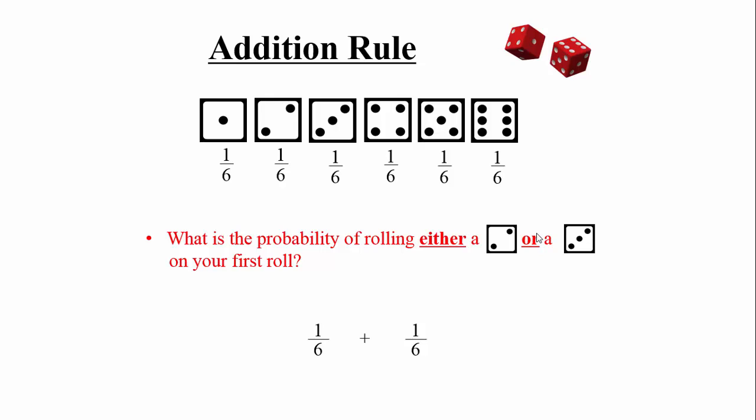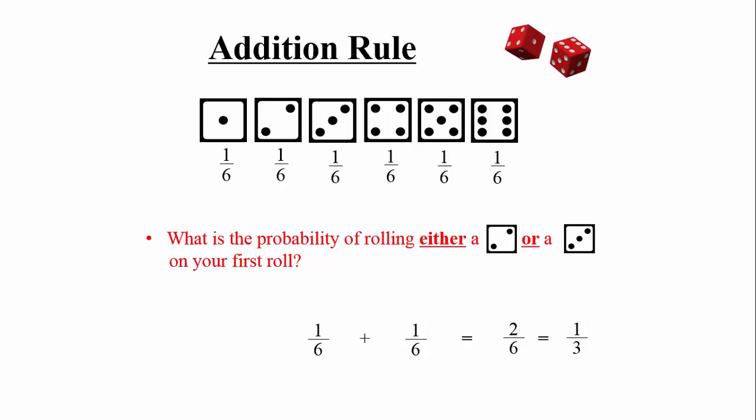When you're adding fractions, remember you add the numerator, the top number, but the denominator stays constant. So 1/6 plus 1/6 equals 2/6. Sometimes you want to simplify, so if we simplified that, it would be 1/3. So that's how you do the addition rule. Again, we want to look at it and say, does it make sense?